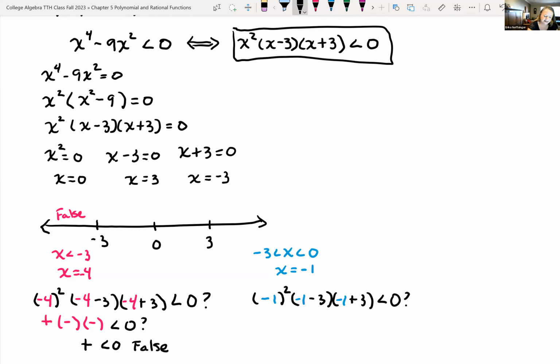Well, if I square a negative, that's positive. A positive times -1 minus 3, that's a negative. Then -1 plus 3, that's a positive number. Oops.